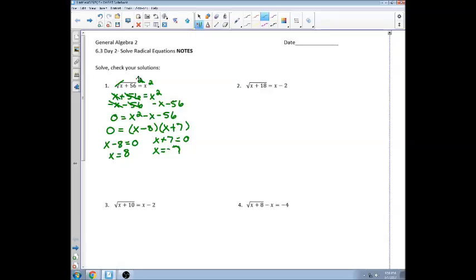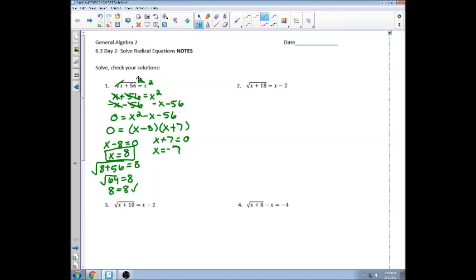Now that I have some answers, what I need to do is go ahead and check my answers. So I'm going to rewrite my original problem. Instead of x, I'm going to put 8 in there. So the square root of 8 plus 56 is equal to, 8 goes in for the x on the other side too, so 8 is my answer. Okay. So now what I'm going to do is just evaluate underneath the square root. 8 plus 56 is going to get me 64. So I have the square root of 64 is equal to 8. The square root of 64 is 8. So that is good. That means 8 is a good answer.